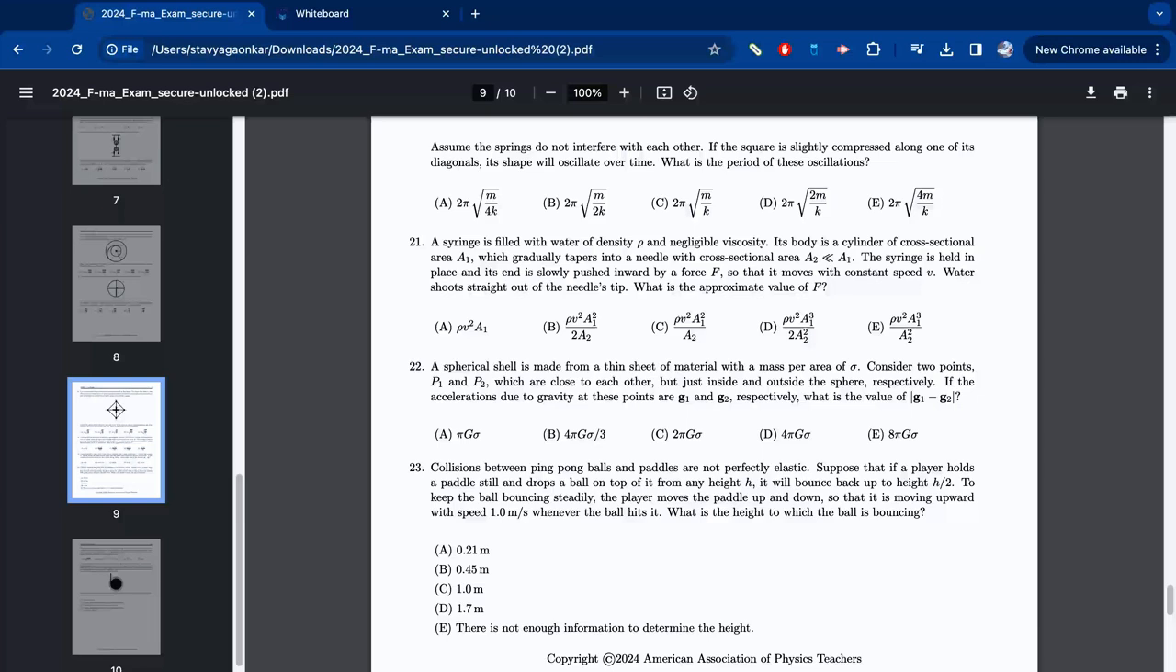So it's held in place, and its end with area A1 is pushed inward with the force F, so that the end moves with constant speed V, and water shoots straight out of the needle's tip. So the region with cross-sectional area A2, and we want to find the approximate value of F.